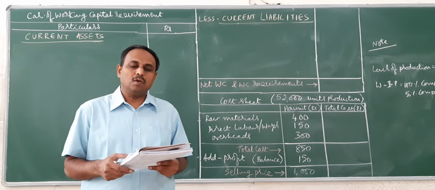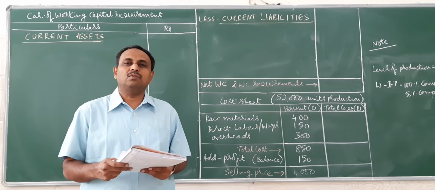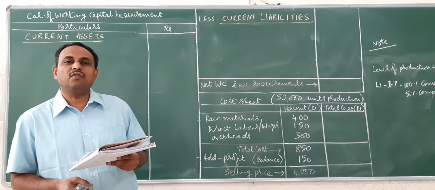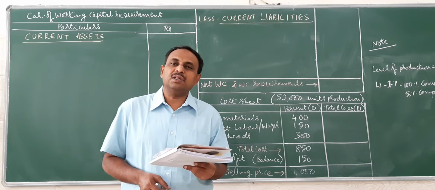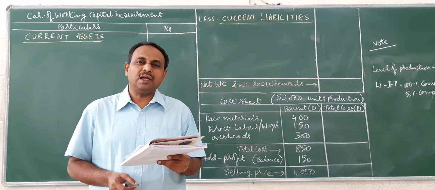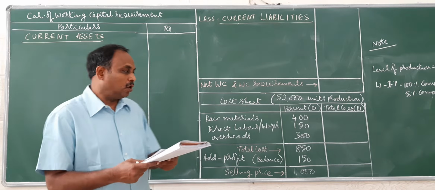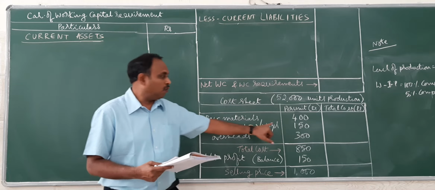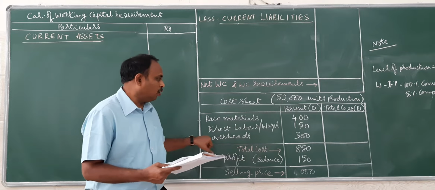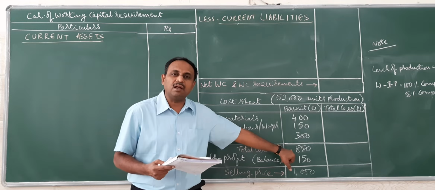Students will go to the next problem. It is also very much similar to the previous problem we have worked on. You are going to find here the estimation of net working capital with a cost sheet and some information. In the first part you are going to find elements of cost and cost per unit: raw material 400 rupees, direct labor 150 rupees, overheads 300 rupees. The total cost is 850.